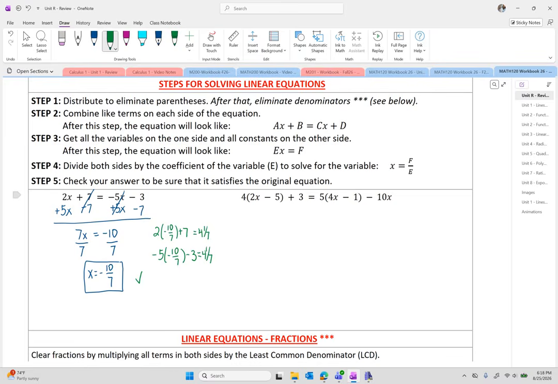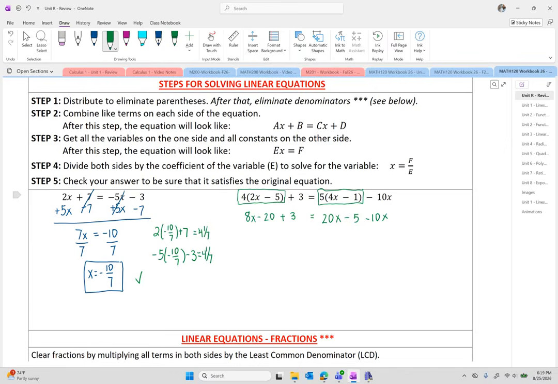Step 1 is to distribute. So I'm going to distribute the 4 to the first parenthesis and the 5 to the parenthesis on the right side. So I will have 8x minus 20 plus 3 equal to 20x minus 5 minus 10x.